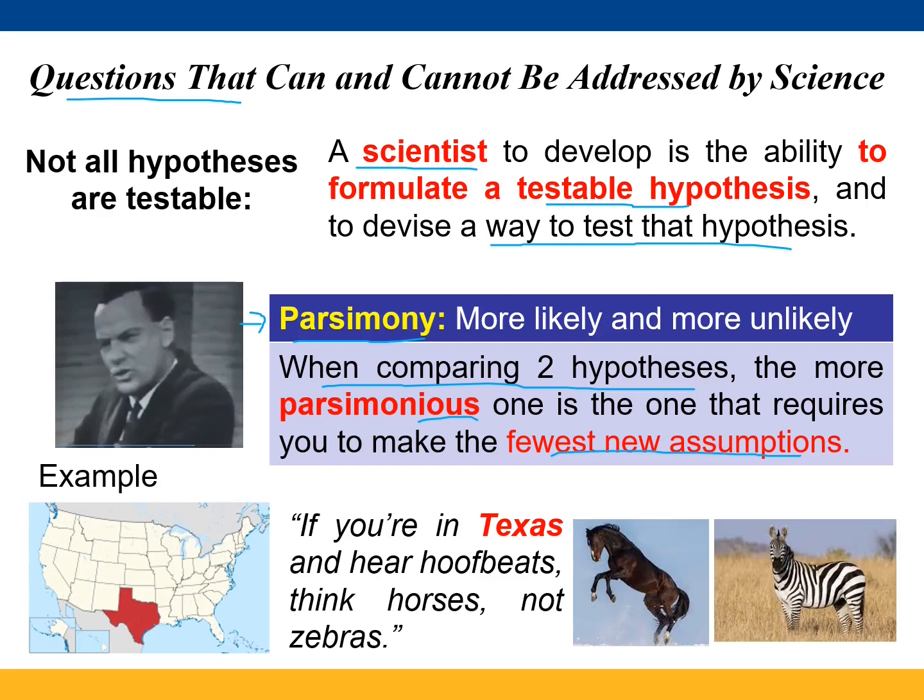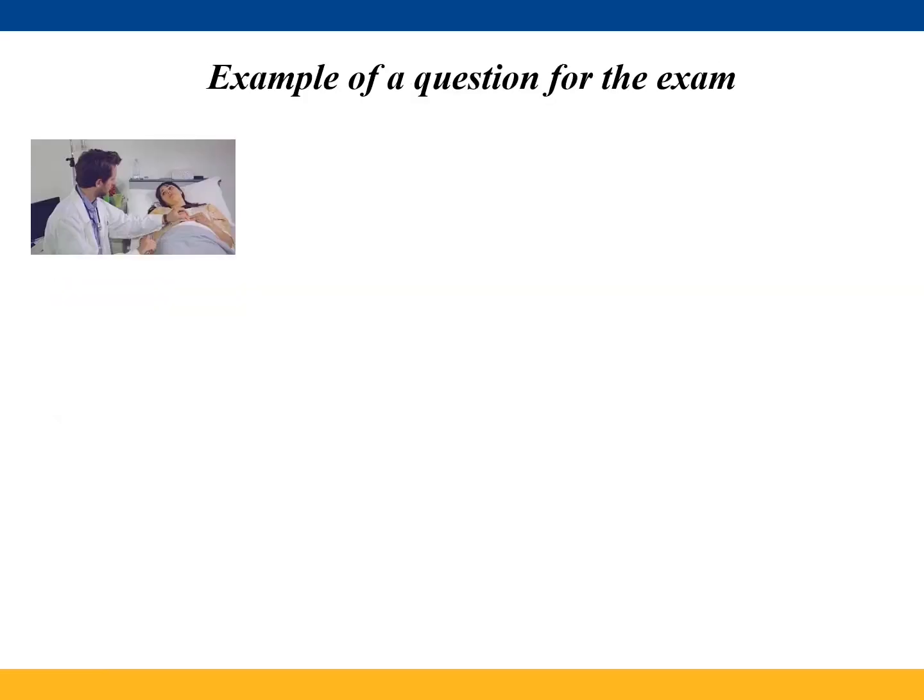So for example, when we were talking about Texas and we hear these hoof beats, the most likely, thinking about the fewest assumptions, is a horse, not a zebra. The only exception is if you're in Texas and you're in a zoo, then maybe a zebra could be right. However, in most cases in Texas, it will be a horse. Parsimony is another important feature of our hypothesis. Now let's talk about this question.